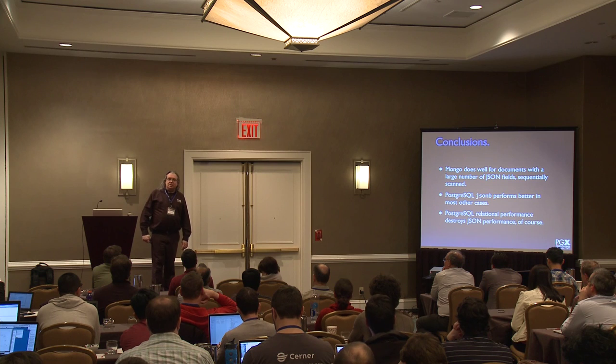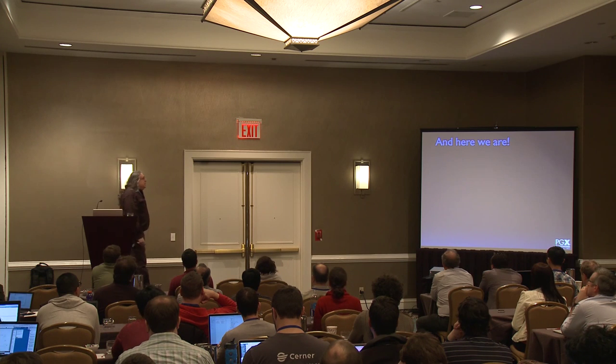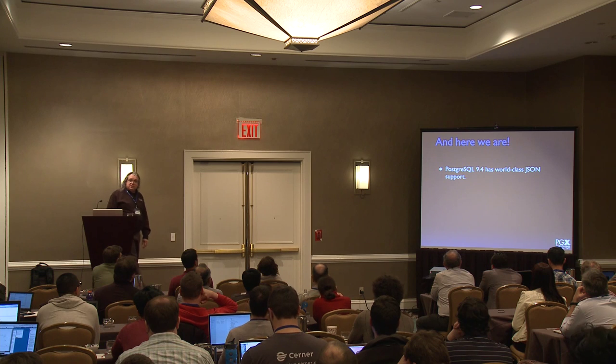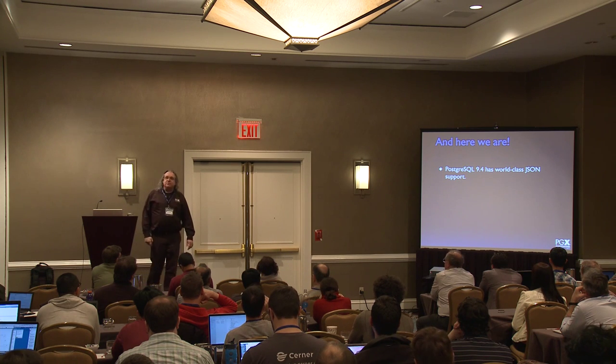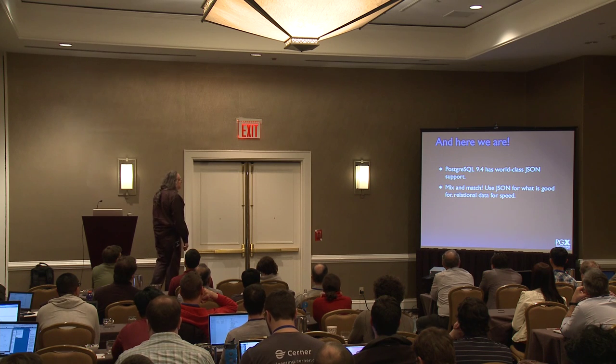If you have a relational column versus a JSON field, Postgres is going to run a gazillion times faster. A gazillion is a technical term. So here we are in 2015. We still have world-class JSON support. We are not faster than Mongo in every single way anymore. But we are still fast, really, really fast.